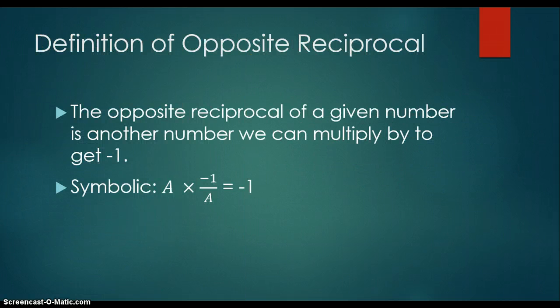So the next thing we're going to talk about is the opposite reciprocal. The opposite reciprocal of a given number is another number we can multiply by to get negative 1. The definition is just basically a number we can multiply another number by to get negative 1, and the symbolic definition is a times negative 1 over a equals negative 1. So a number times its negative reciprocal will always give you negative 1.